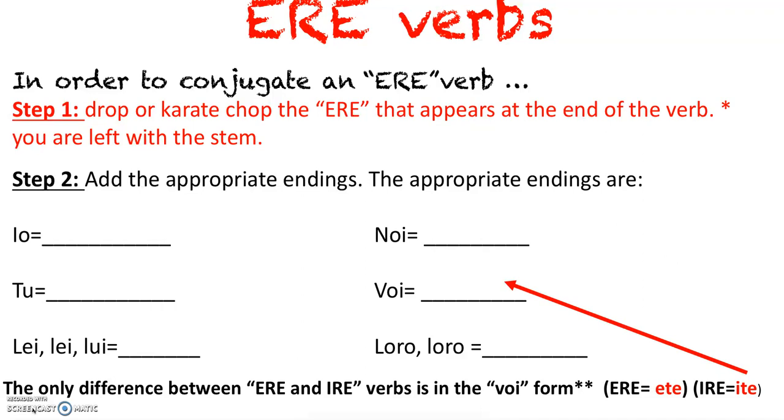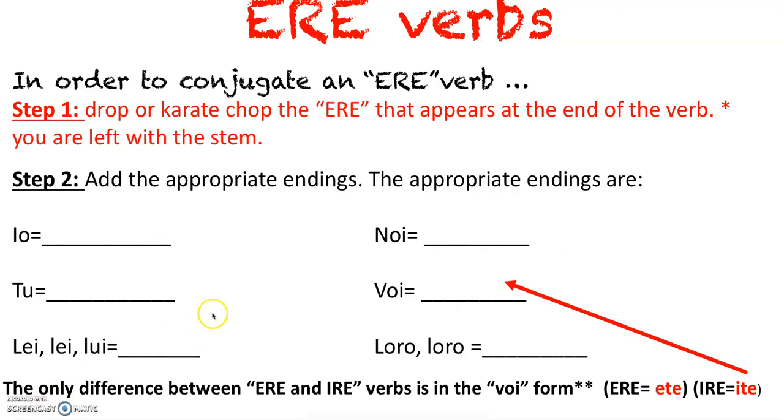So if you look at step one, it is the same exact step as in ARE verbs. You take off the ending. Now, what is different is going to be step two. Some of the endings are different, which means some of them are the same as in ARE. Let's see what they are.